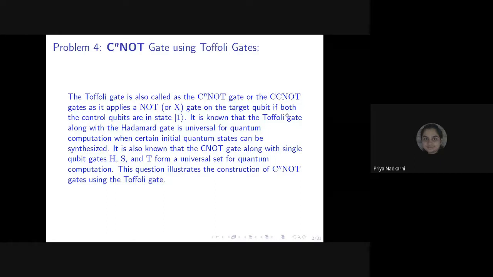It is known that the Toffoli gate along with the Hadamard gate is universal for quantum computation when certain quantum states can be synthesized. And it's also known that the CNOT gate along with the single qubit gates H, S, and T form a universal set for quantum computation. So in this particular question, what we are trying to do is illustrate the construction of C^n NOT gates using Toffoli gates.